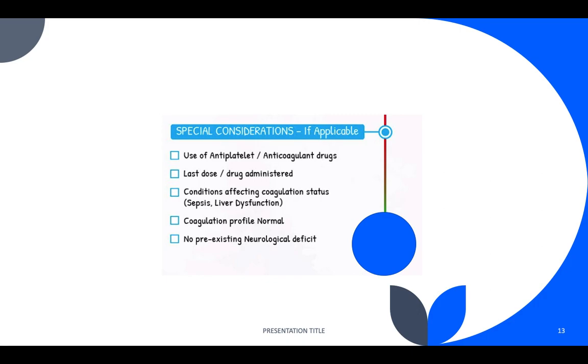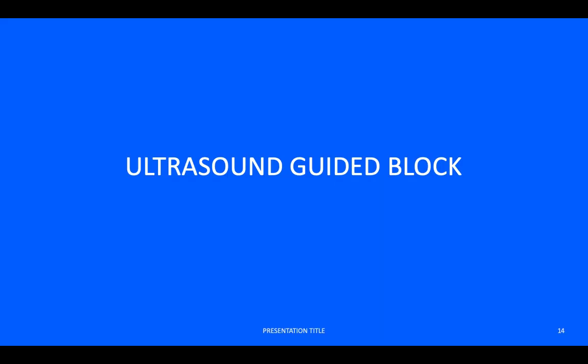If there is any specific consideration, like use of antiplatelet drug or anticoagulant drug, we have to check. The last date and dose of the drug administered we should check. Conditions affecting coagulation status, like sepsis and liver dysfunction, should be checked. The coagulation profile should be normal, and there should be no pre-existing neurological deficit. If we find all this proper, then we should go for the block.